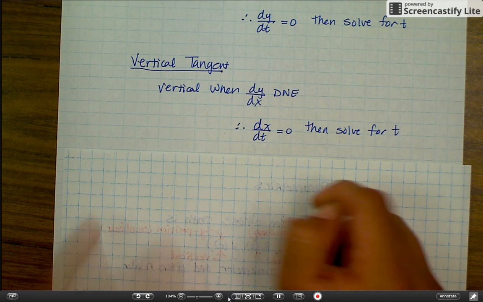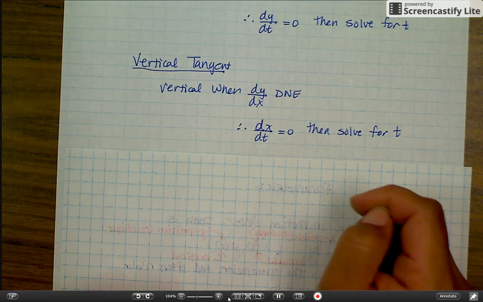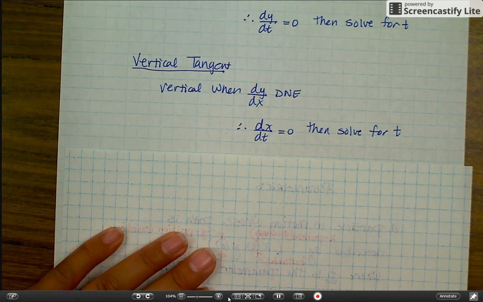Okay, so this should be enough information. You can put these on flashcards so that you can answer some of your parametric questions.